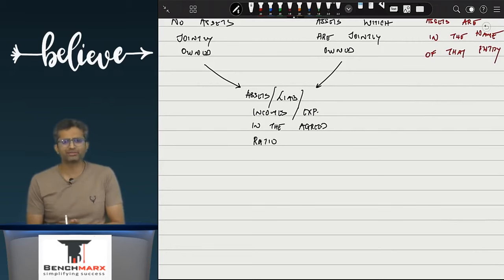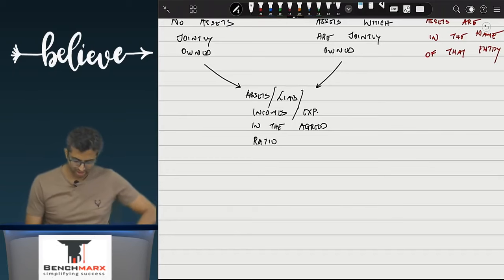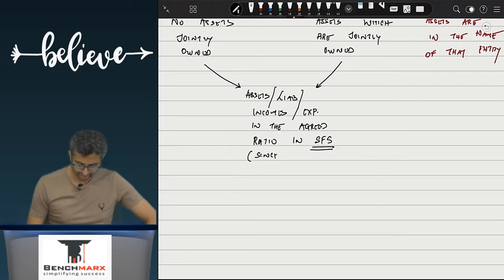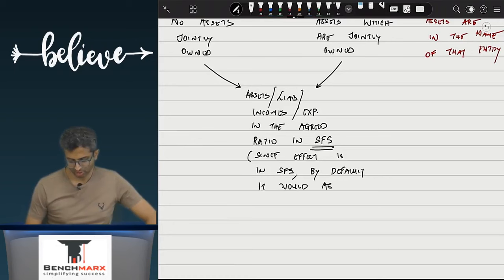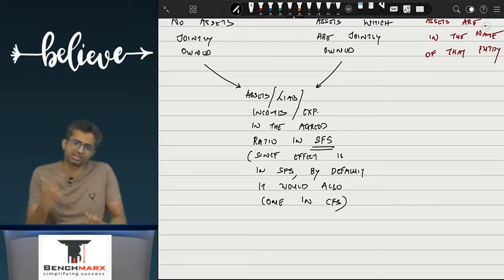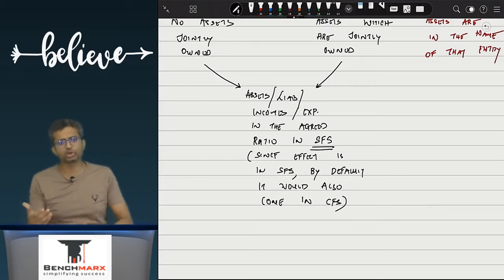Remember, if there are individual assets which are in my name, they will directly come in my books only. In the agreed ratio, in SFS, separate financial statements, since the effect is in SFS, by default it would also come in CFS. Sir, by default meaning, if it is there in SFS, automatically its effect will come in the CFS as well, because the balances in the SFS come into the CFS. CFS is consolidated financial statements, SFS is standalone or separate financial statements.